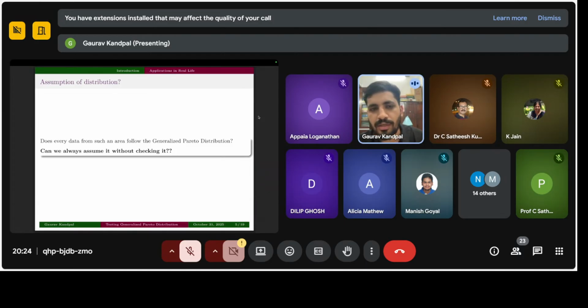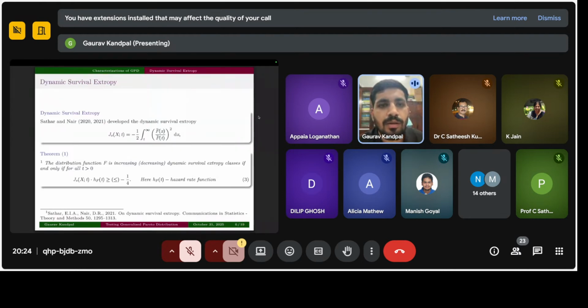To provide a goodness of fit test, we have given two characterizations. The first is based on dynamic survival extropy, and the second is based on Stein type identity. So I will start with dynamic survival extropy. In 2020 and 2021, Sathan and I provided a definition of dynamic survival extropy in his paper.